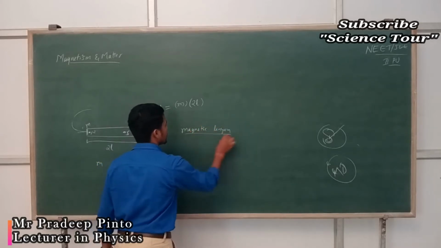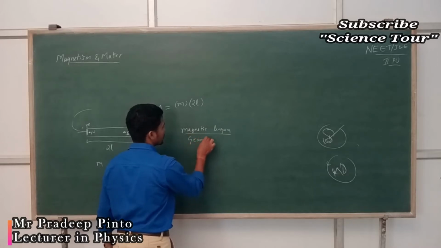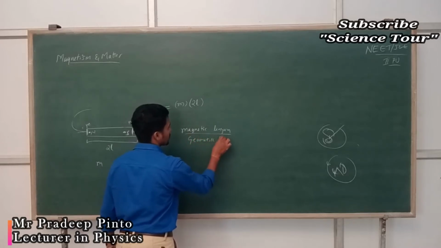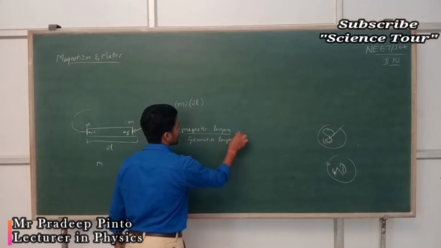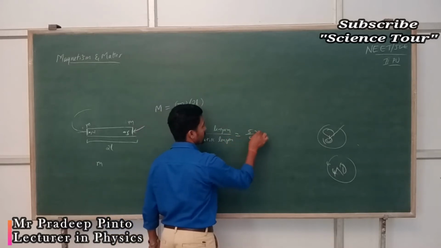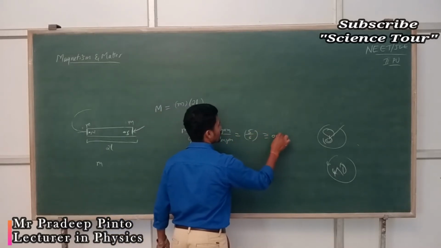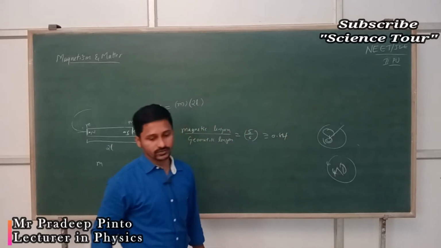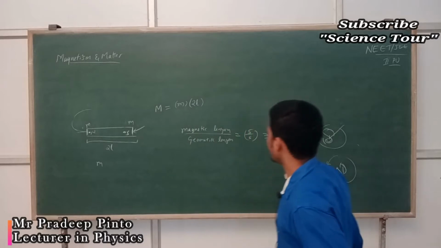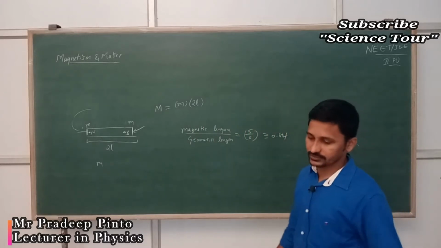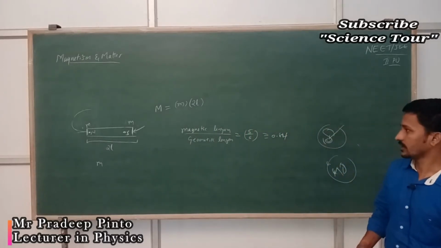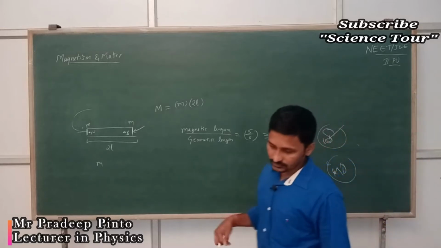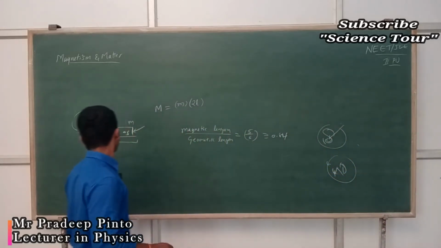So magnetic length divided by geometric length is nothing but 5 by 6, or nearly equal to 0.84. In the ratio, that is magnetic length to that of the geometric length, always it will be in this way. Okay, so now magnet is there.